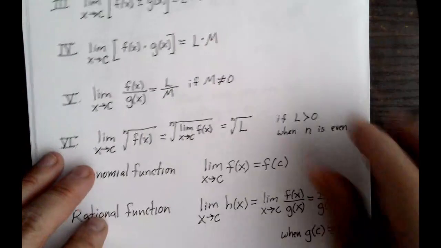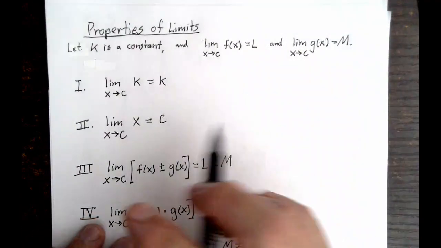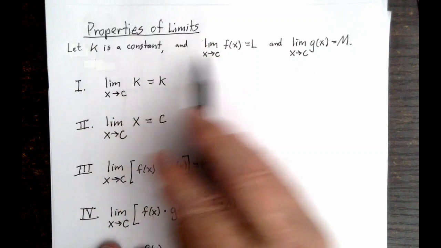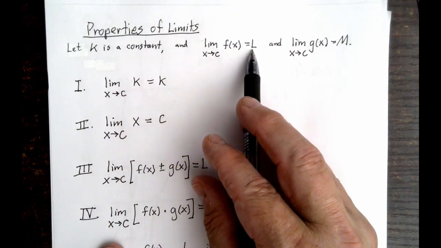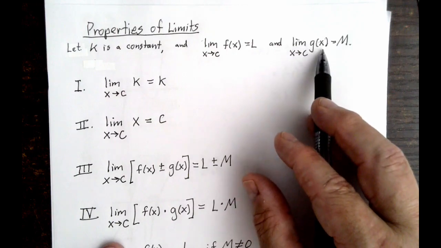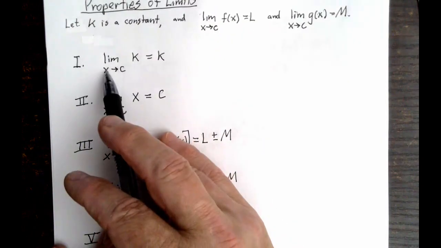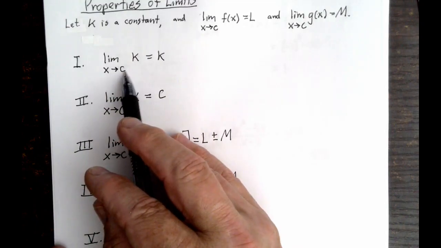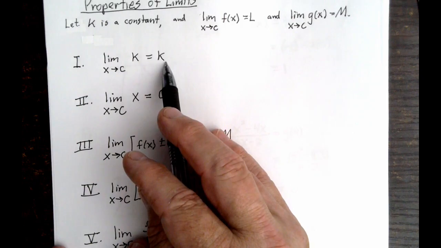So what are some of the different properties of limits we can say? So let's say k is some constant, and the limit for some function f equals some finite number L, and the limit of g equals a finite number m. All right, so then we can say the limit as x approaches some constant of just a number equals that number.